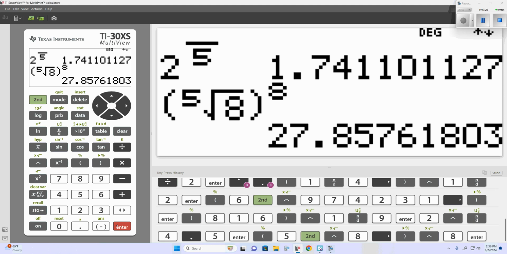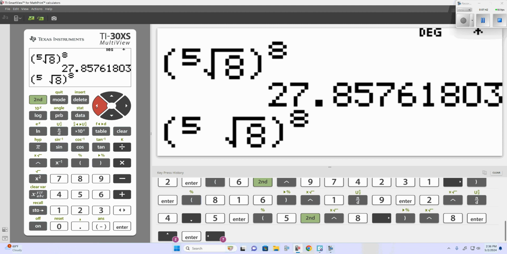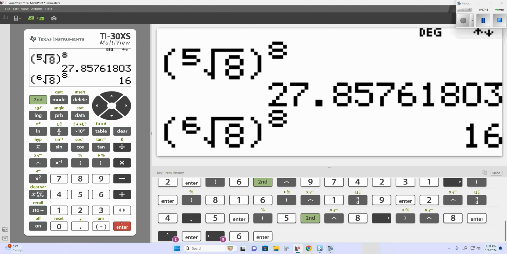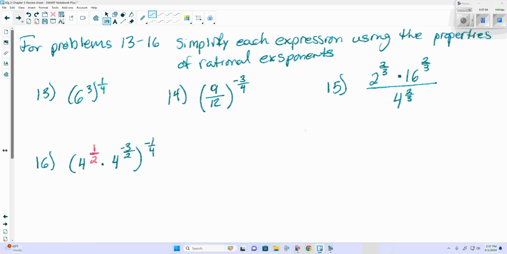Questions on 1 through 12? We good with 1 through 12? Yes. What's interesting with the last one is if I make one number change, instead of 5, let's say the 6th root, it's 16. So if we feel good with 1 through 12, we can start looking at the next part.